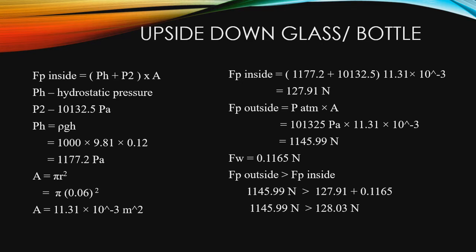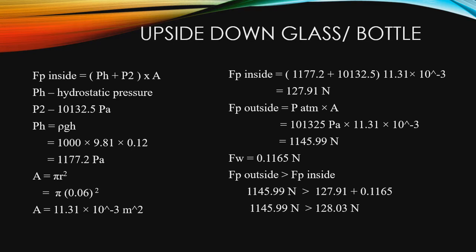After that we multiply by 11.31 times 10 exponent of negative 3, which is the area of the glass, and we get the force from the pressure of the water inside the glass, which is 127.91 Newton. Okay, after that we calculate the force pressure from the outside of the glass.